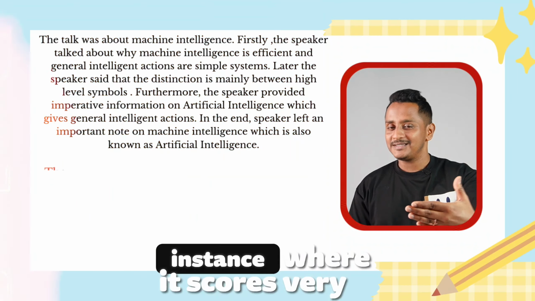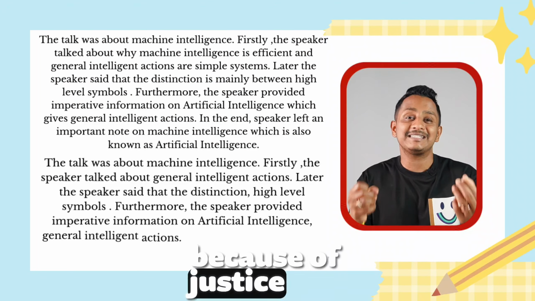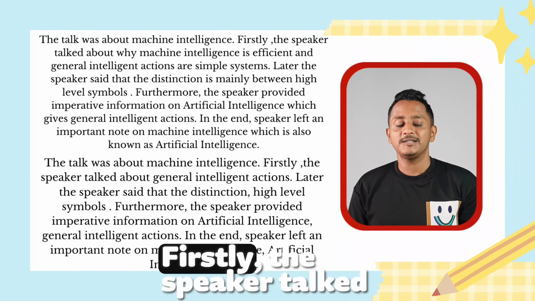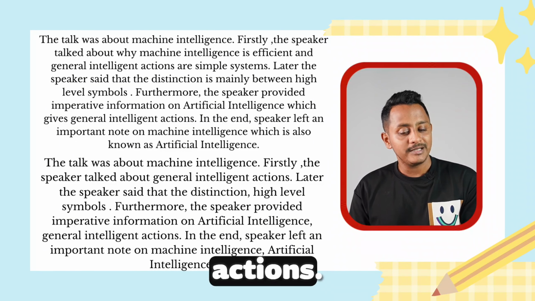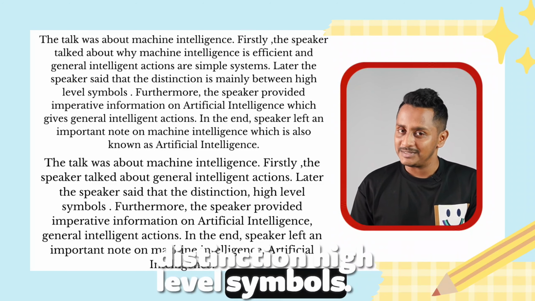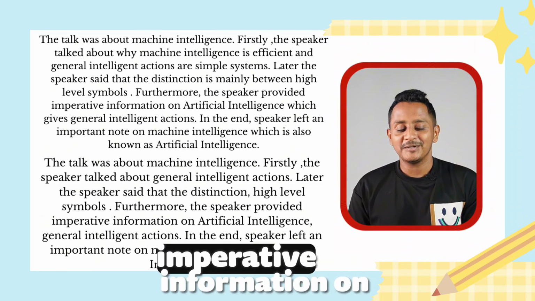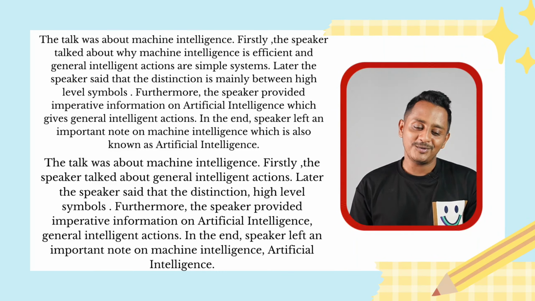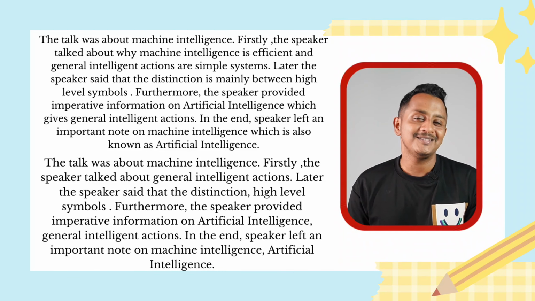Let's look at another instance where it scores very low because of just keywords written and not the phrases. The talk was about machine intelligence. Firstly, the speaker talked about general intelligent actions. Later, speaker said the distinction, high-level symbols. Furthermore, the speaker provided imperative information on artificial intelligence, general intelligent actions. In the end, speaker left an important note on machine intelligence, artificial intelligence.